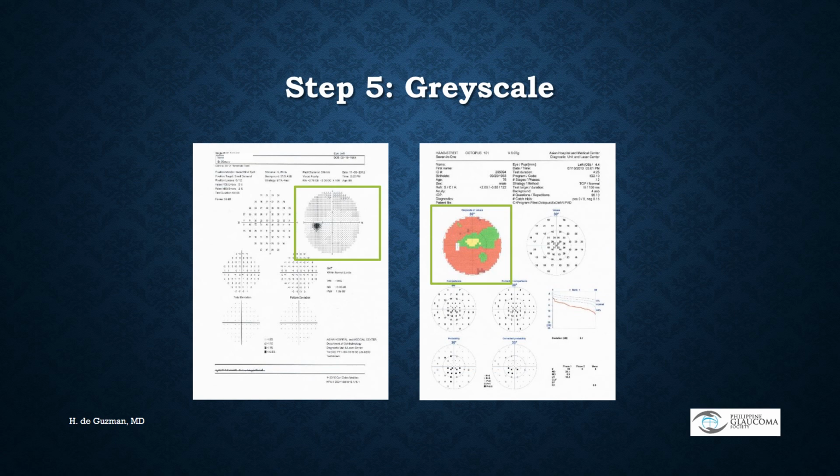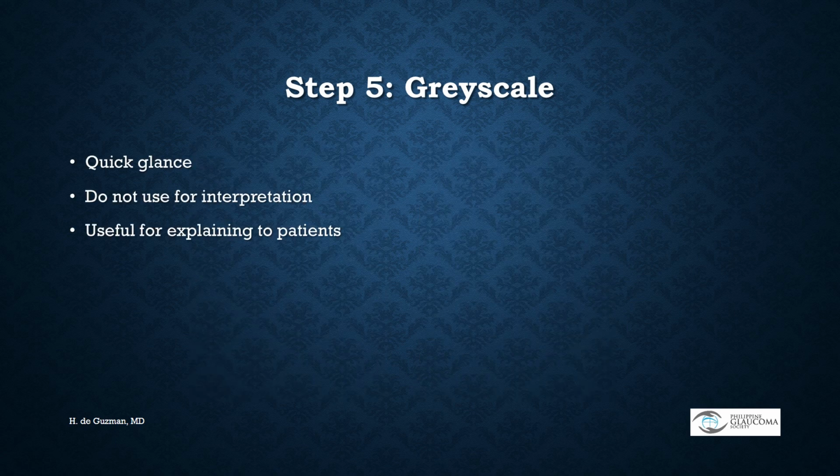The next step is the grayscale, and this is where you can find it. The grayscale just deserves a quick glance. Don't use it for interpretation. It's most useful for explaining the results to the patients.